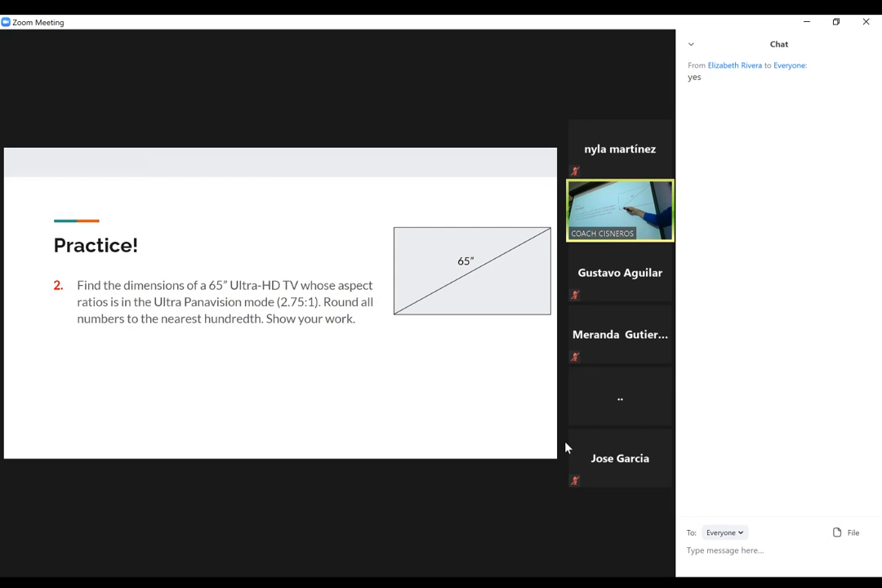When I label this, what's the width going to be labeled? The width will be 2.75x. What will the height be? 1x. It says 2.75 to 1 is the ratio. Do I need to write the 1 in front of the x? No, you don't need to.